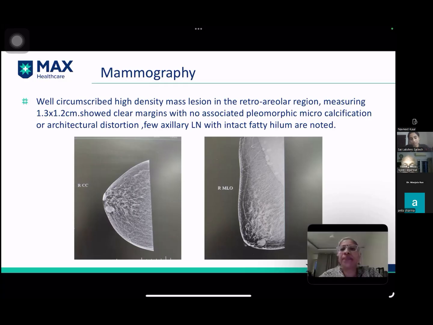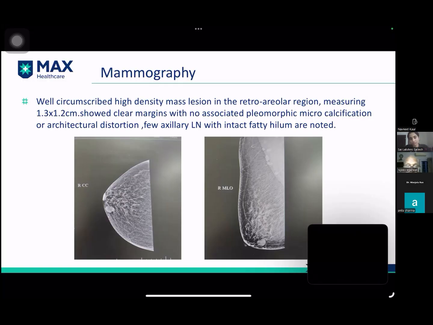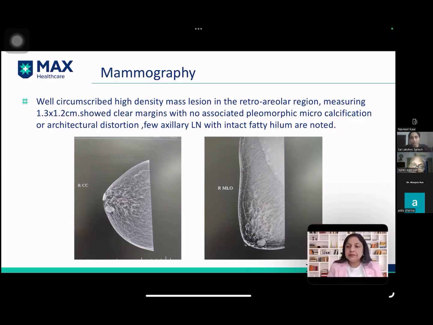Can a papilloma alone look like this, ma'am? Yeah, papillomas can look like this. Yes. So this could also be a mammographic picture of a papilloma.